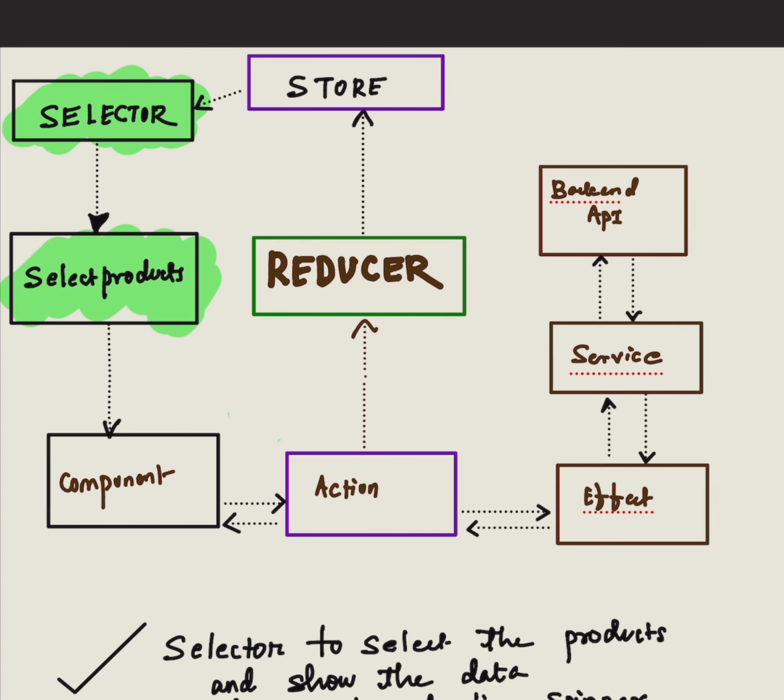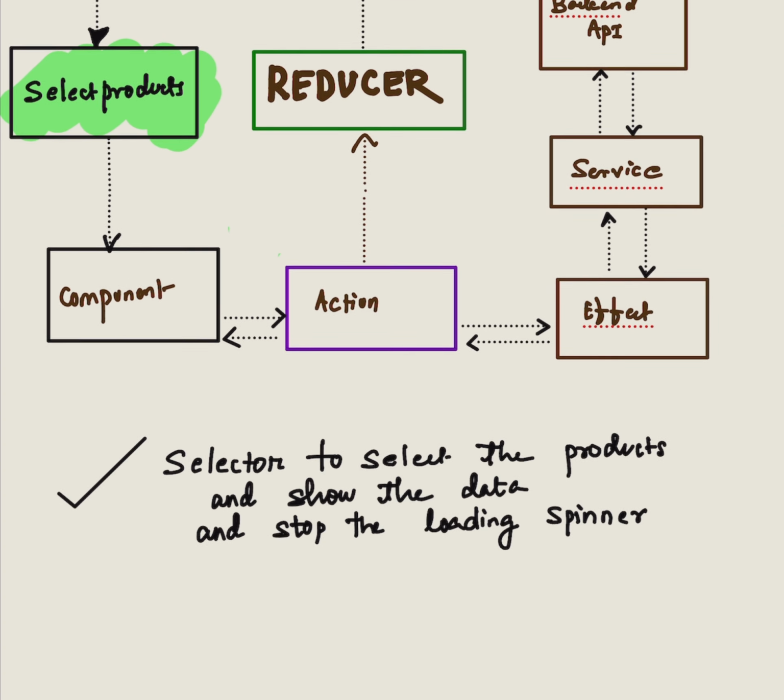Now the same thing, we have to use the selector to fetch the results. So the selector selects the products, shows the data and stops the loading spinner.